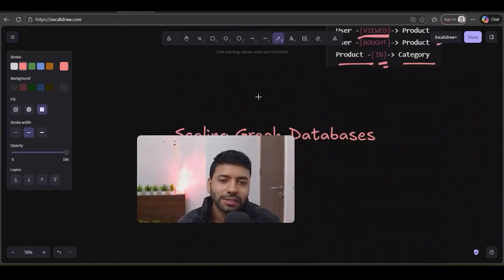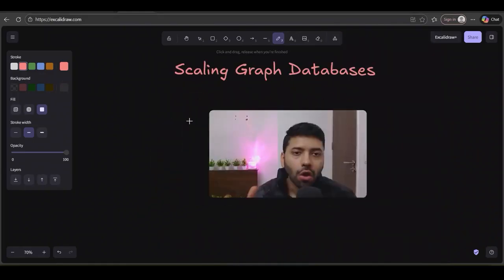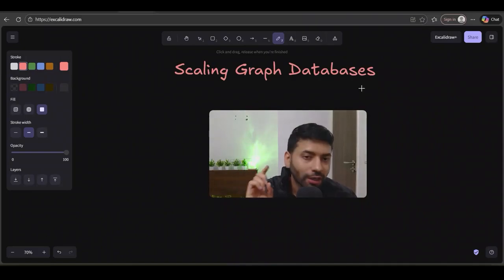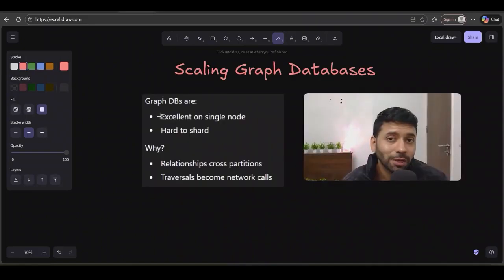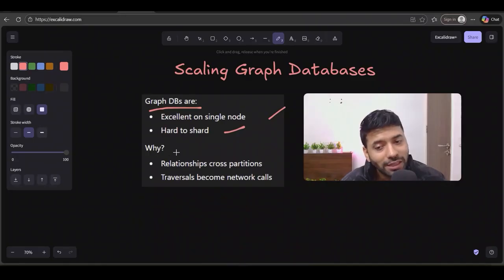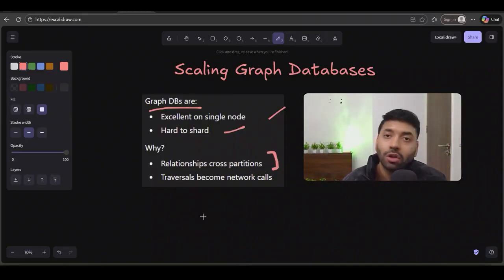Next, let's discuss about the scaling in graph database. Now although in most of the NoSQL database the scaling was not that difficult part, it was kind of automatic and quite easy thing, but when we talk about the graph database in NoSQL, the scaling is bit hard. This is because the graph databases are excellent on single node, but they are hard to shard. Okay. Why is that? Because the relationships across partitions is difficult to handle. Because the traversals would happen on the network calls and that would be quite slow.